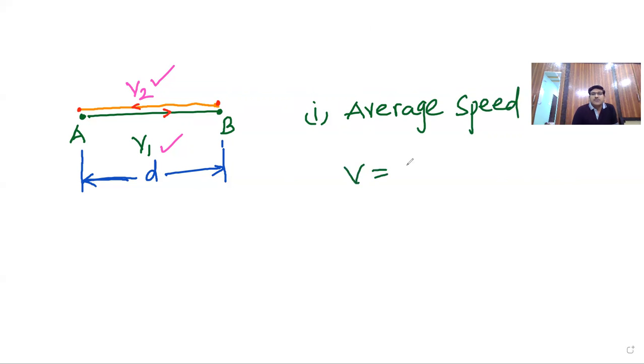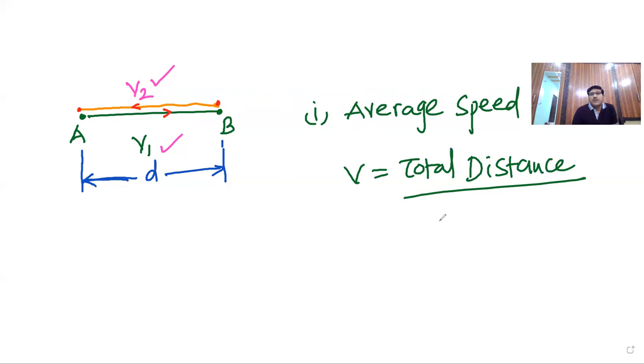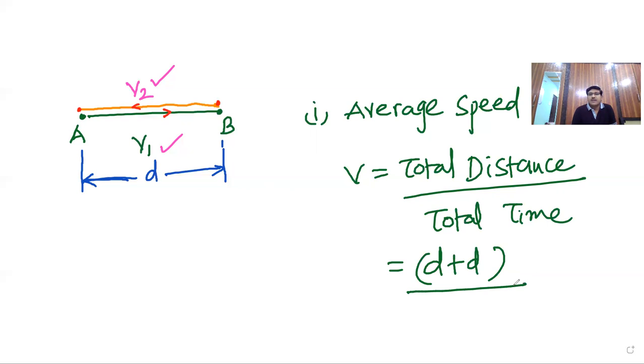Average speed is equal to total distance traveled divided by total time. So what is the total distance traveled? First A to B, D. Again B to A in reverse, also D. Distance is nothing but path length. So D plus D is the total distance.